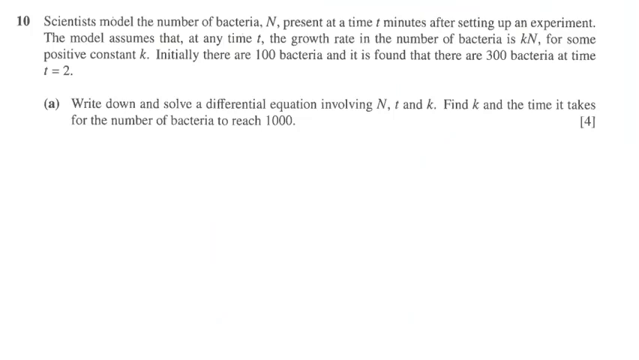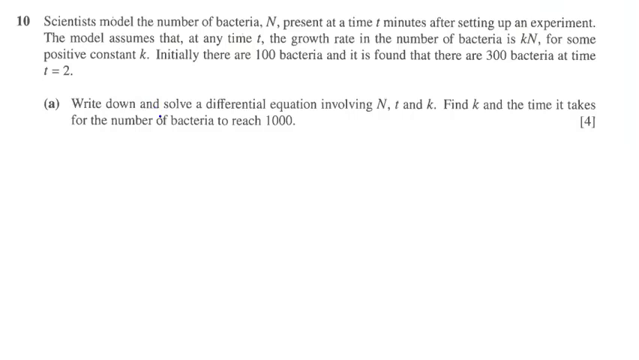Okay, Cambridge Assessment International Education A Level H2 2021 Paper 1 Problem number 10. Scientists model the number of bacteria N present at the time T minutes after setting up an experiment. The model assumes that at any time t, the growth rate in the number of bacteria is kN for some positive constant k. Initially, there are 100 bacteria, and it is found that there are 300 bacteria at time t equals 2.